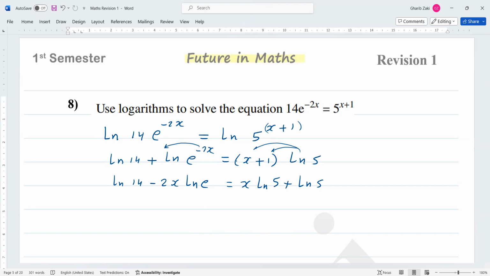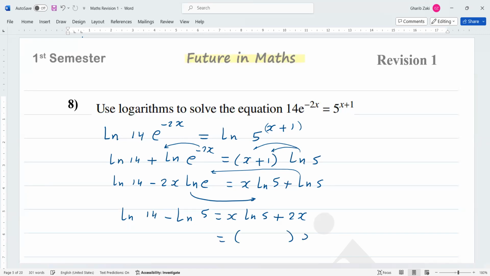Collect x's in one side and ln 5 to the other side. Then it becomes ln 14 minus ln 5 equals x ln 5 plus 2x, because ln e equals 1. So it's a plus 2x. Take x common factor from this. Then inside the bracket will be ln 5 plus 2. The left side is ln 14 minus ln 5.